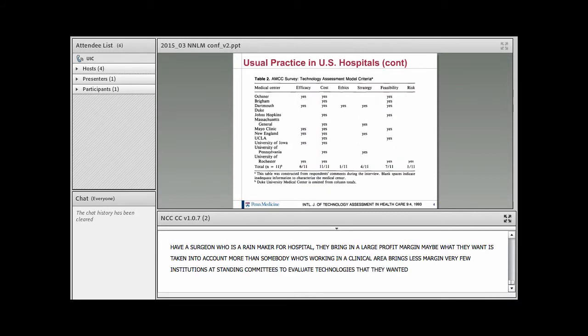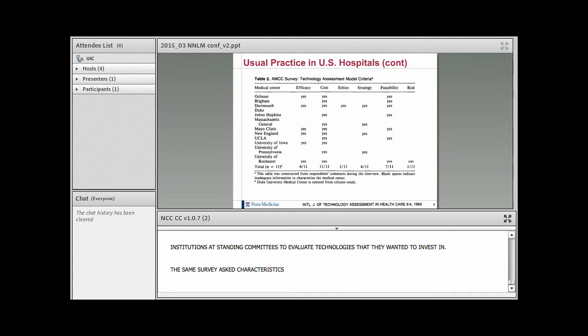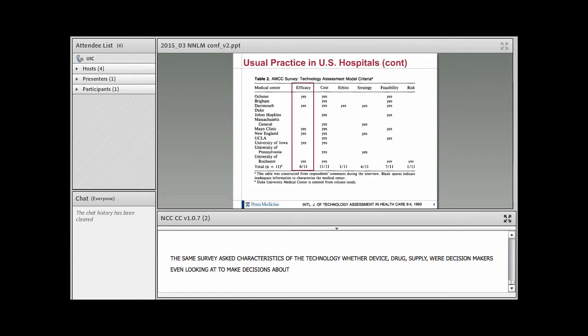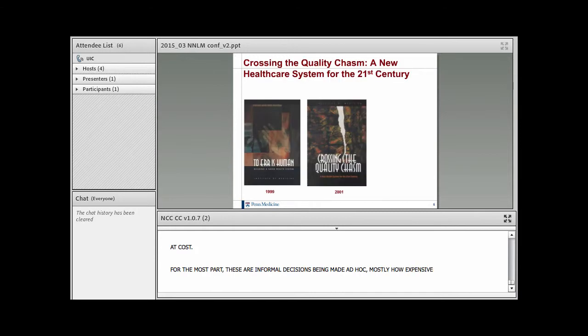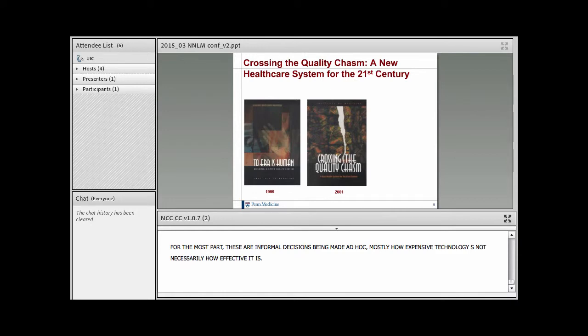The same survey asked about what characteristics of a technology, whether it was a device, a drug, a supply, decision makers were looking at to make decisions about purchases and investments. You see that many of them are looking at the efficacy or effectiveness of the intervention. That's a good thing. But all of them are looking at cost. So for the most part, these are informal decisions that are being made ad hoc, mostly based on how expensive a technology is and not necessarily how effective it is. There's a way to change the scenario to result in better health outcomes for our patients, and that's what I want to speak a bit to.